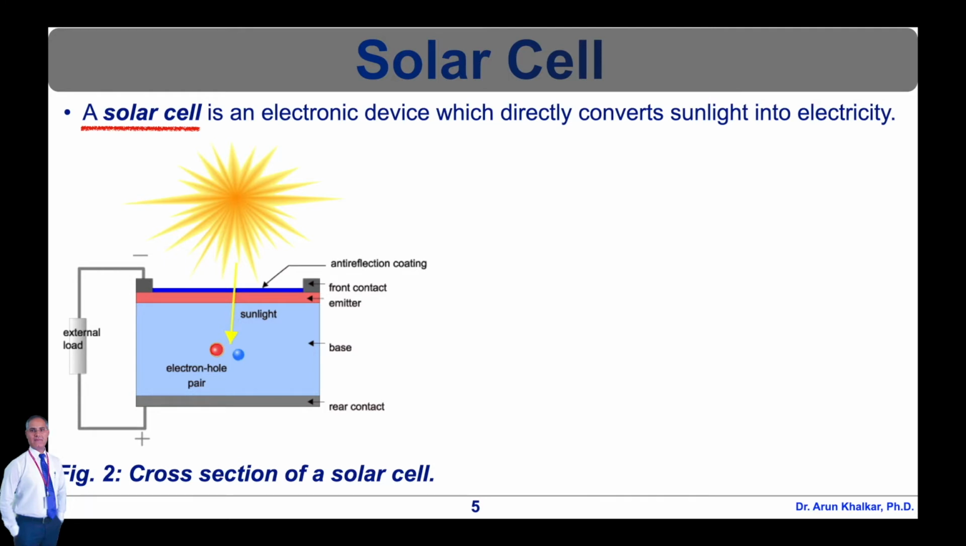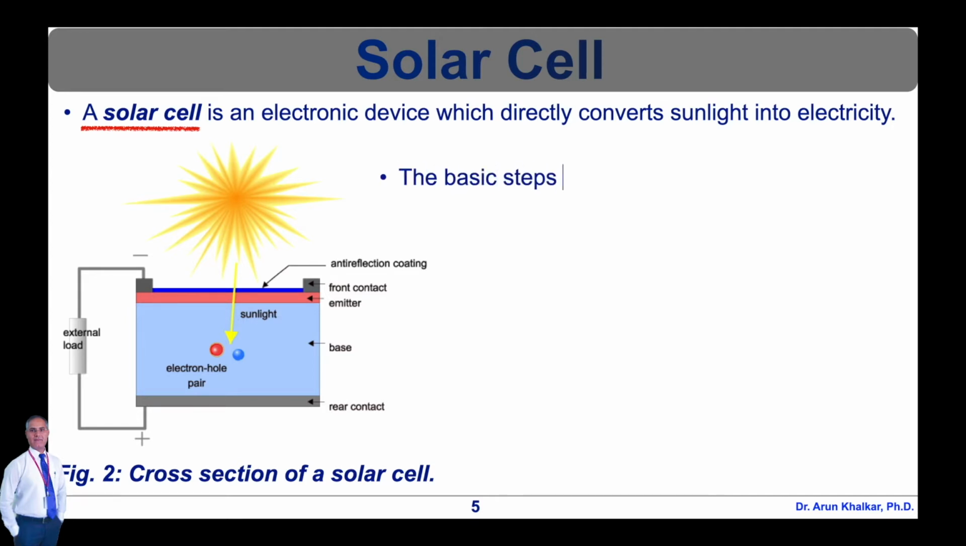A variety of materials and processes can potentially satisfy the requirements of photovoltaic energy conversion, but in practice nearly all photovoltaic energy conversion uses semiconductor materials in the form of a p-n junction. So basically a solar cell is nothing but a p-n junction diode.